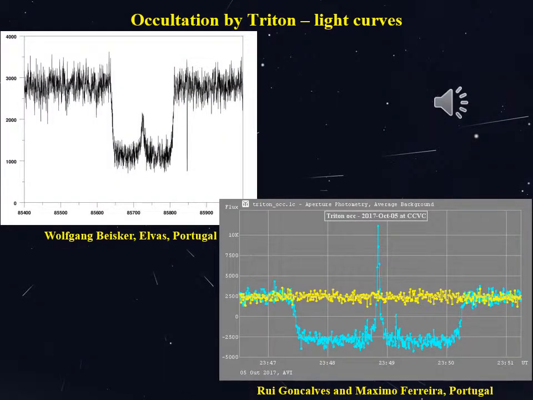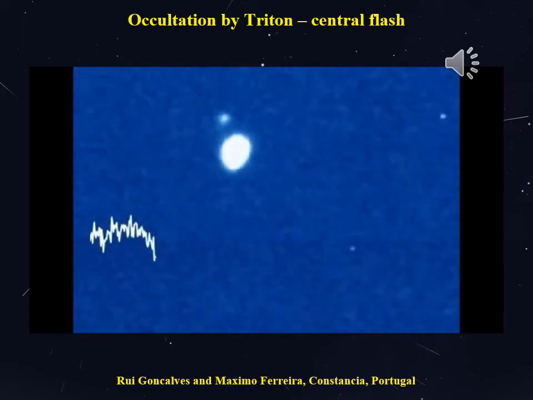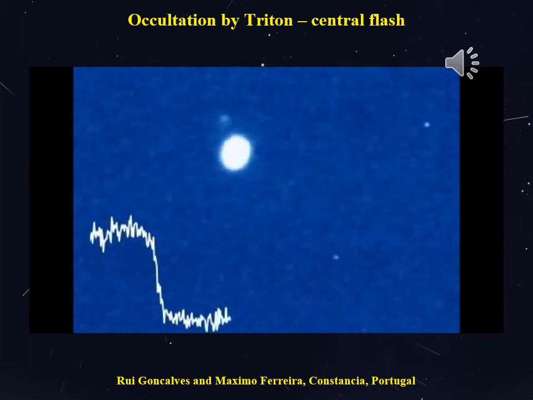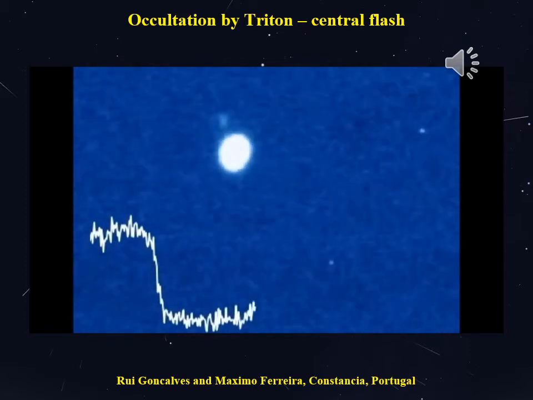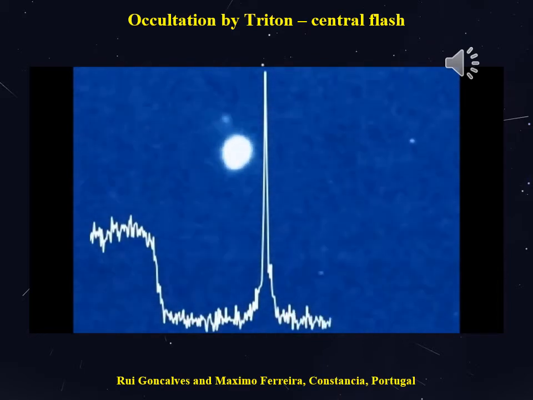Wolfgang and the pals in Portugal were on the centre line, and they got a very clear centre spike. And there's a video now of it. The top one is the target star. If you watch, it fades down, and you think that's the end of it for 2 or 3 minutes, but it will flare. It flashed there, and that means you've been absolutely spot on central.